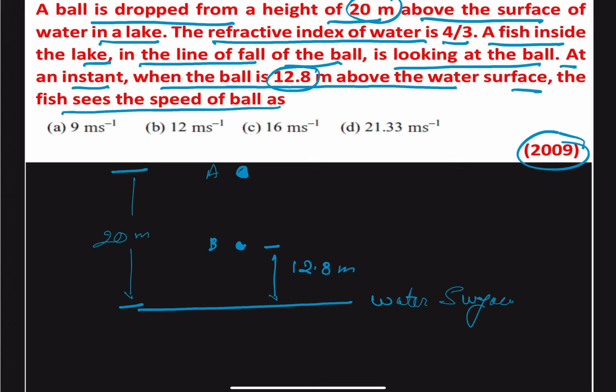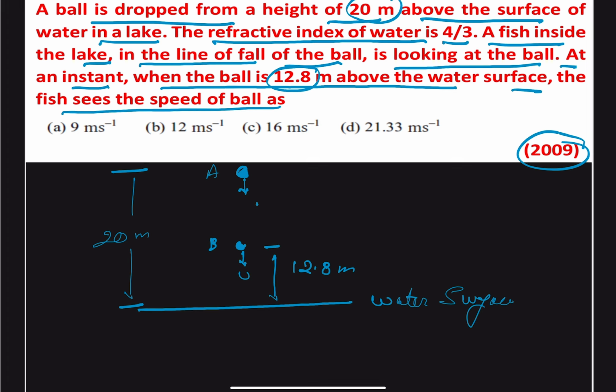Now in this case, it is moving in the downward direction, with velocity v. Let us suppose this is velocity v at a particular point B. Okay, and this is the actual velocity of the ball at point B. But the fish, which is just below the surface of the water, is going to see the apparent speed of the ball, and we are going to find out what the apparent speed of the ball will be.